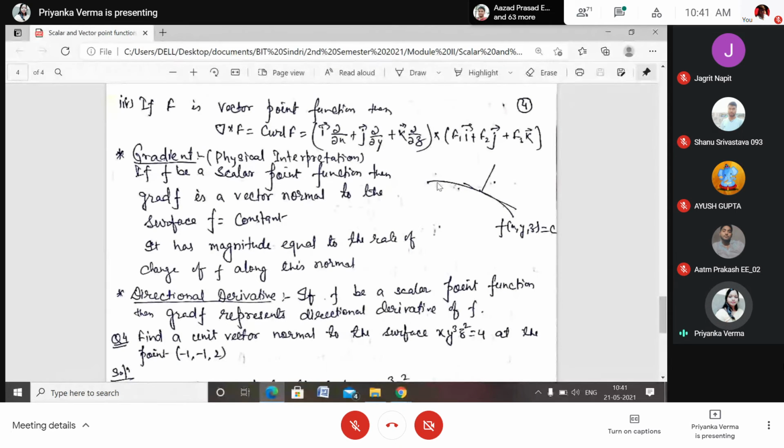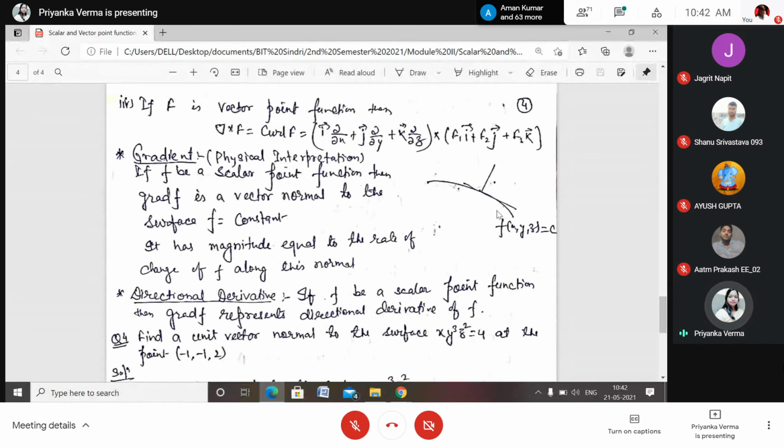Rate of change of f along this normal means, suppose at this point there will be one normal, then when the point changes, the normal changes. So what is the rate of change along this normal? That can be evaluated by grad f, that means gradient of f. So this is the physical interpretation. I'm repeating it again. If f is a scalar point function, then grad f represents a vector normal to the surface, and its magnitude is equal to the rate of change of f along this normal.